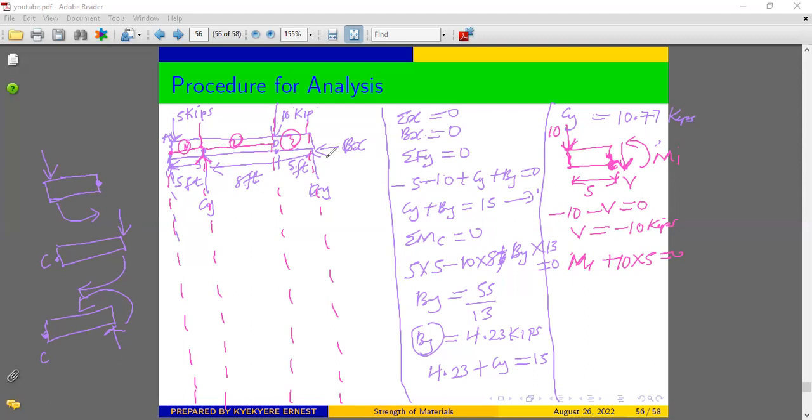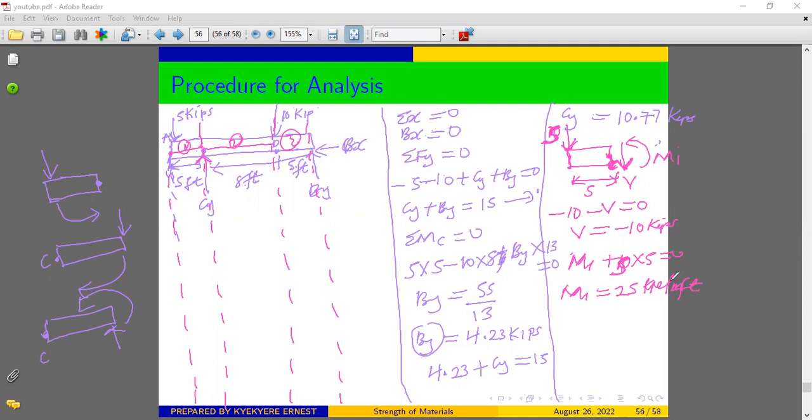Sorry, the force there is not 10, the force there is 5. The force there is 5, sorry for that. So we have 5 times 5. So M1 will be equal to 25 kilonewton meter, or kips per feet. Sorry, it's kips feet. So we have finished with the shear force and the bending moment in section one.